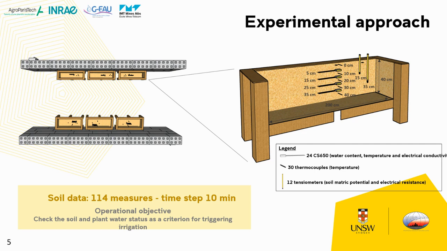For the soil data, here in these two illustrations, we have the distribution of the sensors in the 6 planters and also the height of the sensors in the soil. So in total, we have 114 measuring points, collecting data with a time step of 10 minutes. And our operational objective with this data is to check the soil and the water status as a criterion for triggering irrigation.